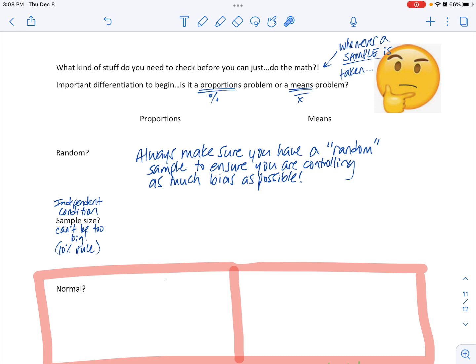If you were to use voluntary response in order to gather your information, that would inflate some of your numbers, right? That would make it pretty much not valid. We talked in class. It's got to be a random sample.